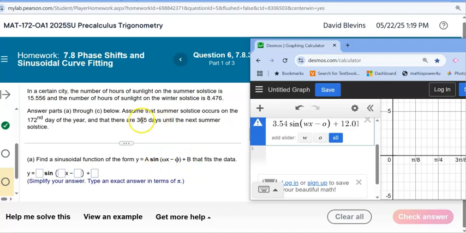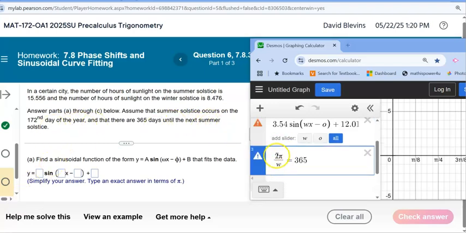Omega will give me the period. The period is 365. That's the time between summer solstices. That's how many days there are in a year. So what I basically just said is this is the period, 365. So this is how we get the period. So swap this out. Put the W over here and the 365 in place of the W. And there is the value of W that goes in front of X.